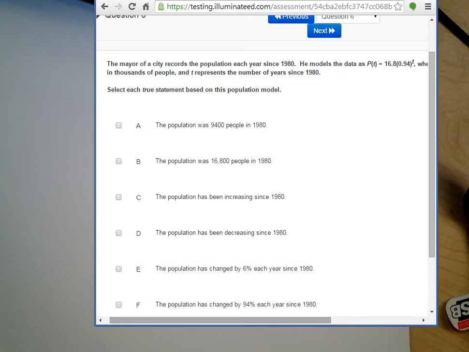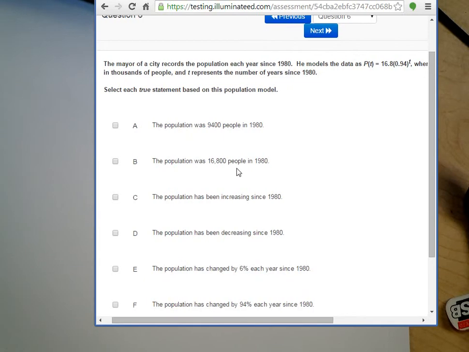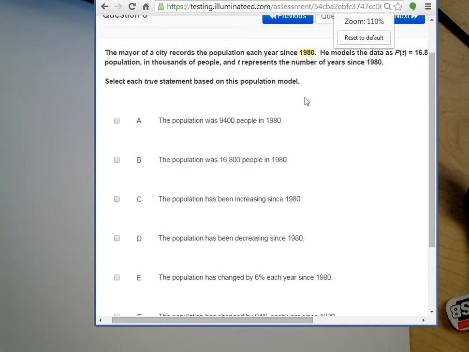All right, we're going to be going over number 6. So number 6 looks like this. The mayor of a city records the population each year since 1990. So 1990 is our starting point. Let me zoom in a little bit.